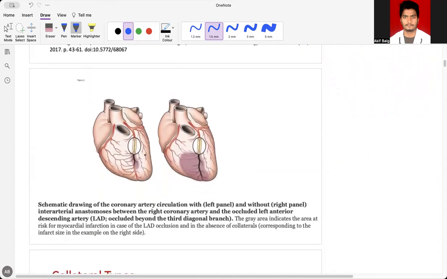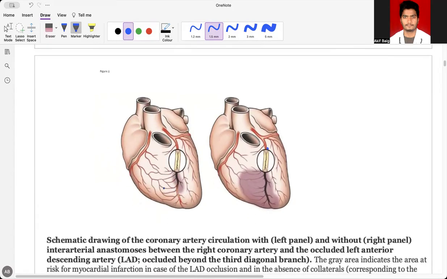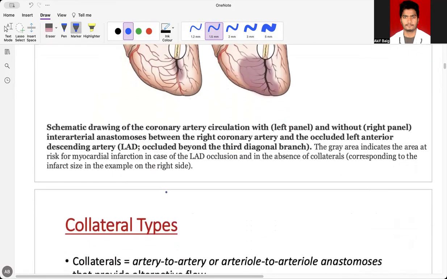As you can see here, this patient has an acute occlusion of the left anterior descending artery, and this color shows the amount of myocardial damage involved. Now, in patients having collaterals, you can see that the amount of damage shown in the purple color here is very much reduced, because of the availability of the collaterals.